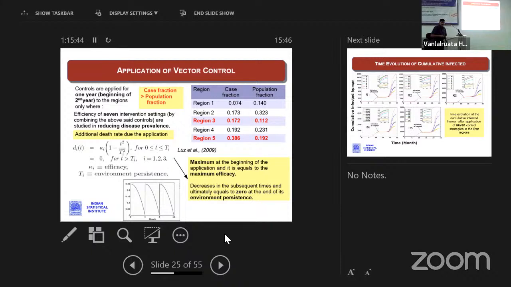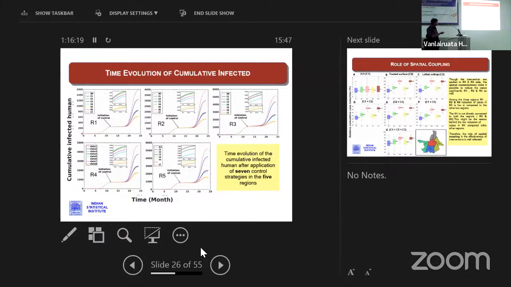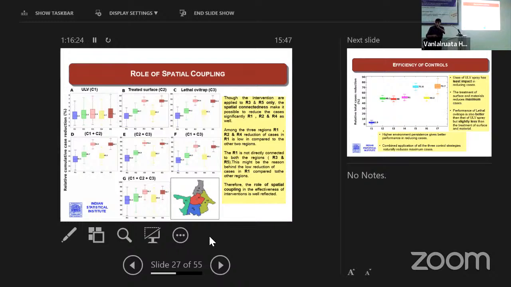So from these 5 regions, from that data set, I found the case fraction is 0.172 and the population fraction is 0.11. So the case fraction is greater than the population fraction. For the others, no. And region 5, 0.386 and 0.19, so the case fraction is greater than the population fraction. So I use the control only in region 3 and region 5. Okay, so I use the control on that. Not too much education. So I'm using region 3 and region 5.